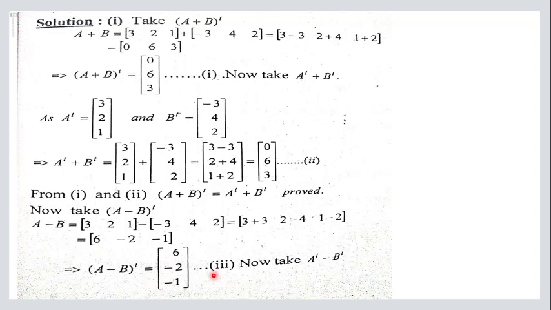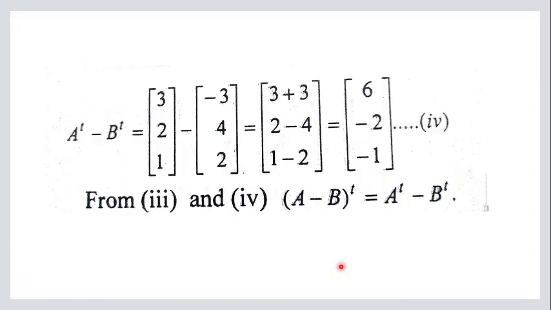You can name this equation 3. Now we take the right hand side, which is A transpose minus B transpose. Now matrix A is 3 2 1, so the transpose of 3 2 1 is actually the column 3 2 1. This is A transpose, and then minus this is B transpose. We will now subtract these two matrices. We get the result 6 minus 2 minus 1.